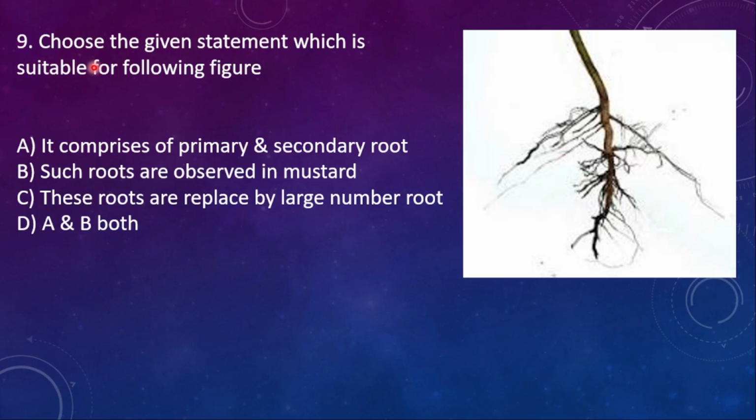9th question, choose the given statement which is suitable for the following figure. For this figure, which is suitable? Option A, it comprises primary and secondary roots. Yes, correct. Option B, such roots are observed in mustard. Yes, this is also correct. Option C, these roots are replaced by a large number of roots. No, this is wrong. So A and B are correct. The correct option here is D.